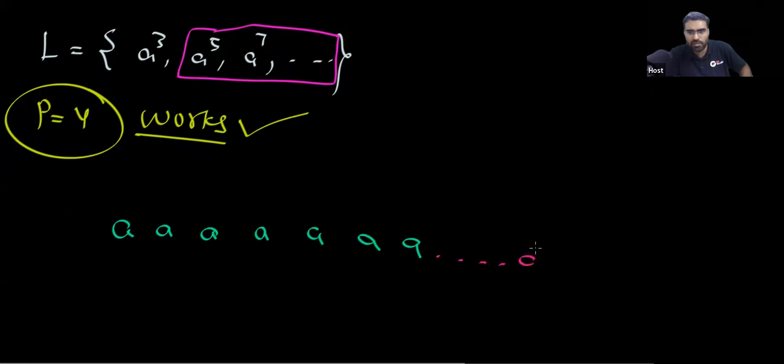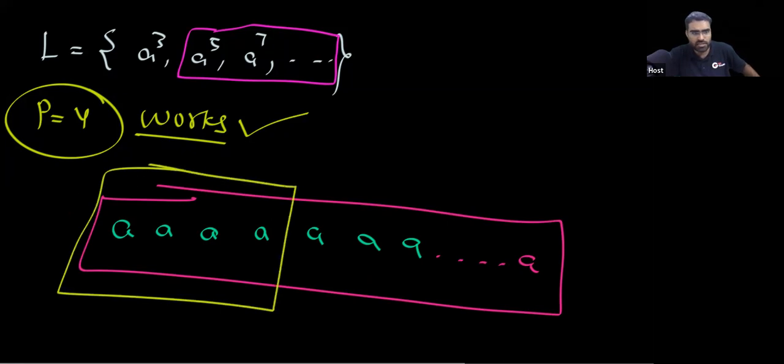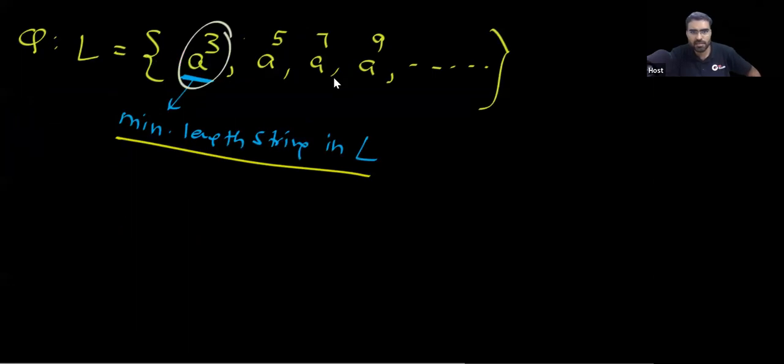Whatever string you have, this is your candidate string. All you have to do is, in this area, find y. Just take this equal to y. This y works. Whatever candidate string you take, just take this y. This y will always work. Is this point clear? So I can say P equal to 4 is working. Isn't it interesting?